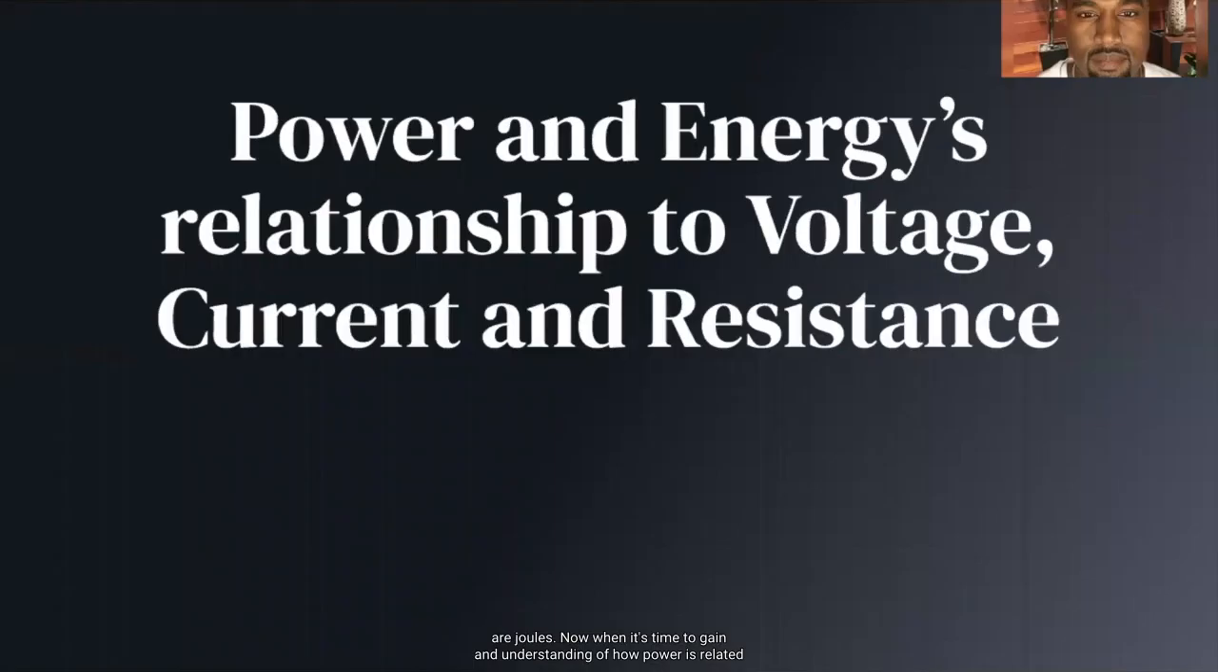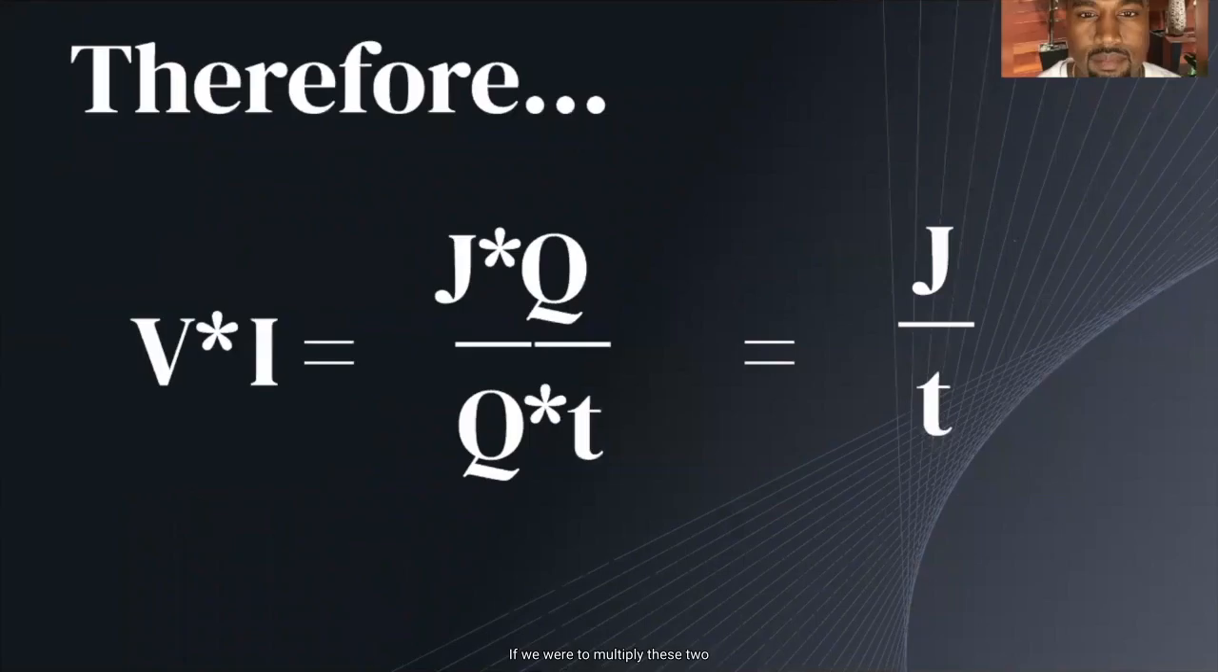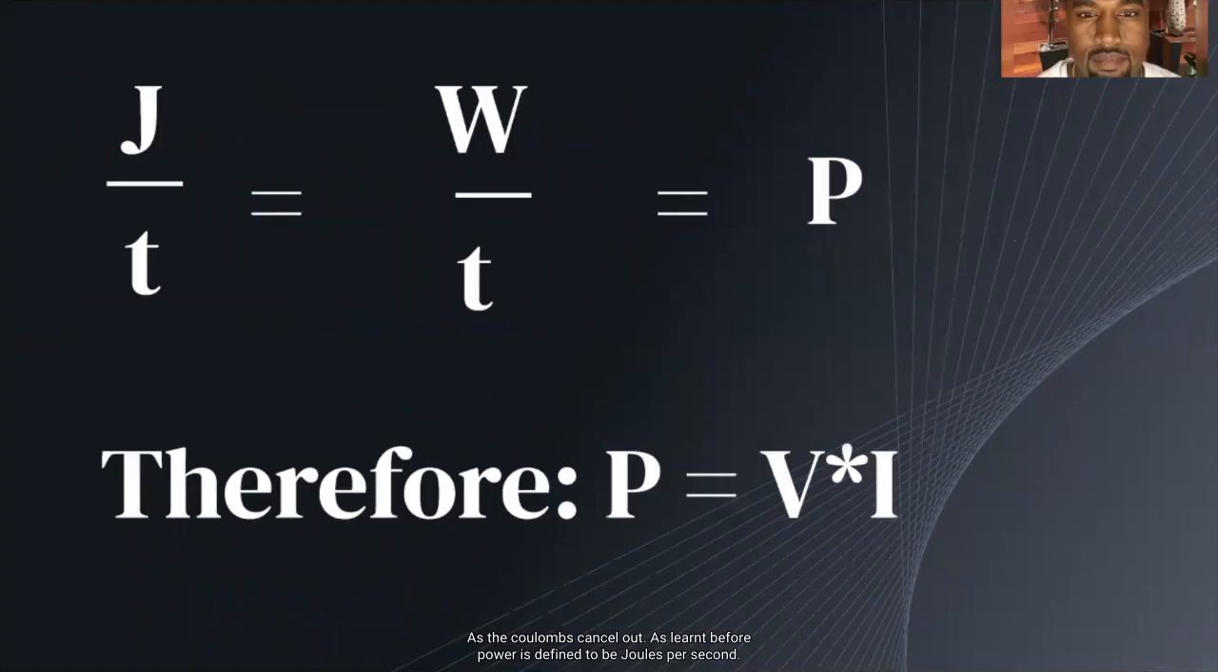Now it is time to gain an understanding of how power is related to voltage, current, and resistance. Voltage can be defined as joules per coulomb, and current can be expressed as coulombs delivered per time. If we were to multiply these two expressions, we are left with joules per time. As coulombs cancel out, power is defined to be joules per second, and so power is equal to voltage multiplied by current.